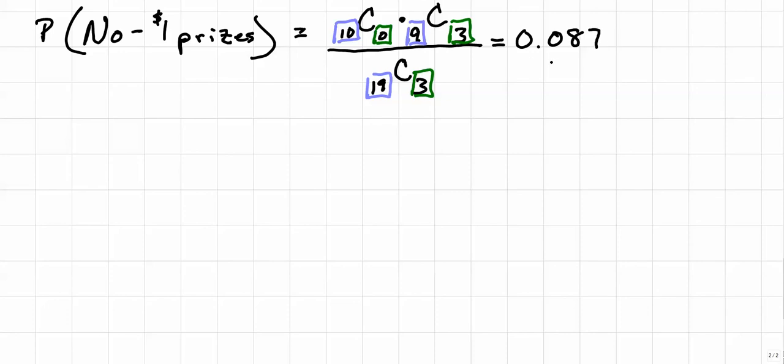And notice that this is a very small number. And that should make sense, because since more than half of the prizes are $1 prizes, it would be extremely unlikely that none of the prizes drawn will be $1 prizes.